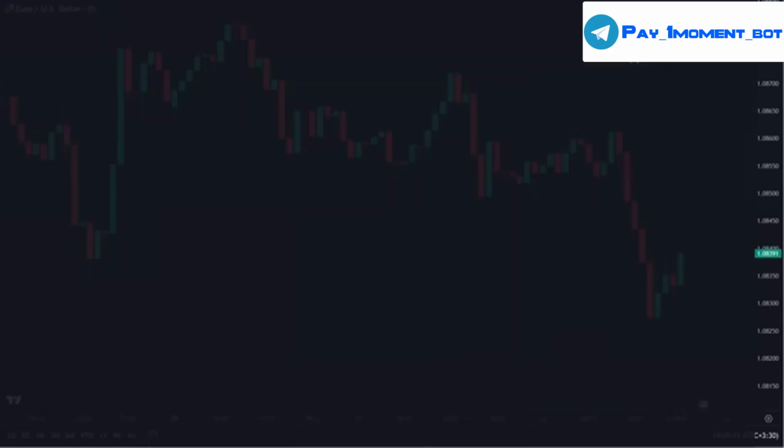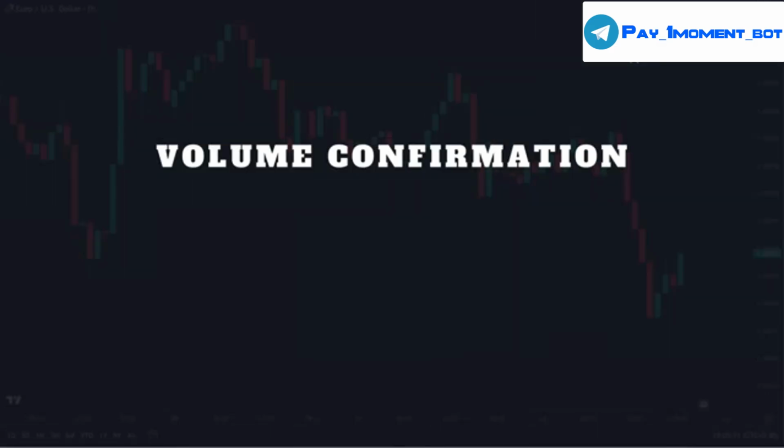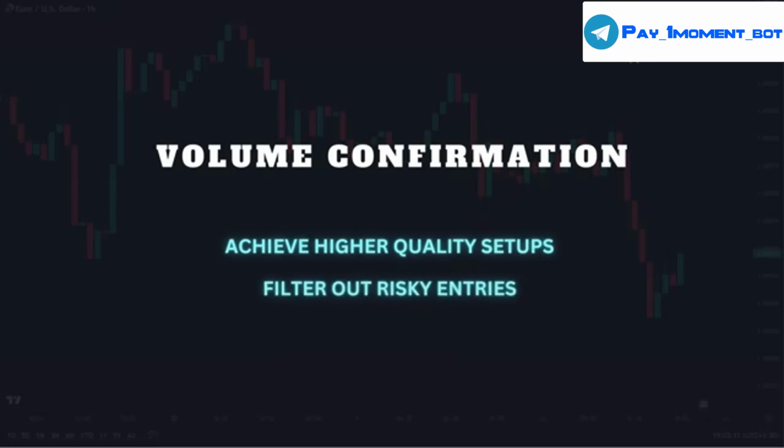So, let's get started. Confirmation plays a crucial role in executing winning trades, and we're always looking for additional confirmations in our trades. We don't solely rely on volume strategies for executing trades. However, we can use them to achieve higher quality setups, as they help us to filter out risky entries by adding extra confirmation to trading strategies.